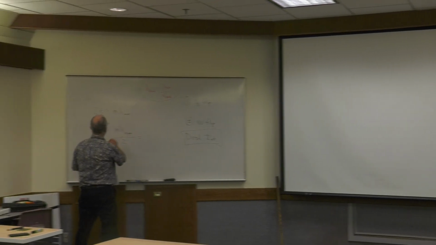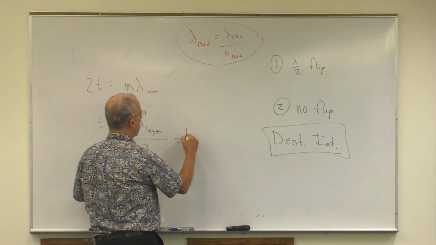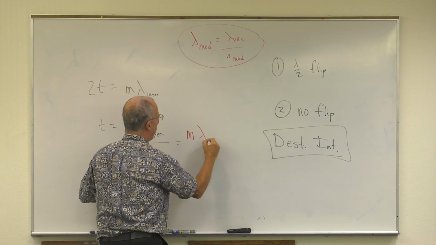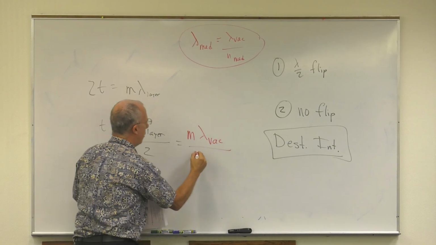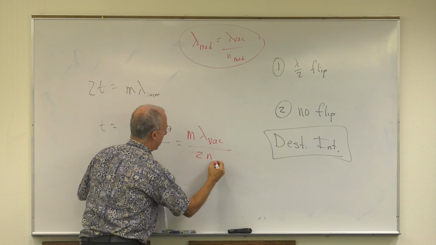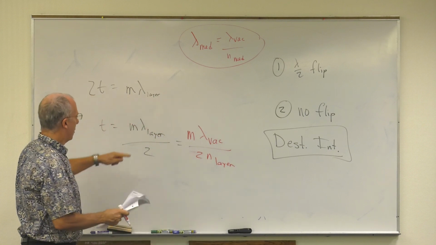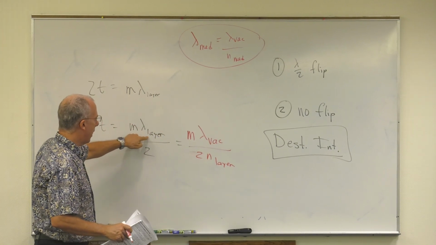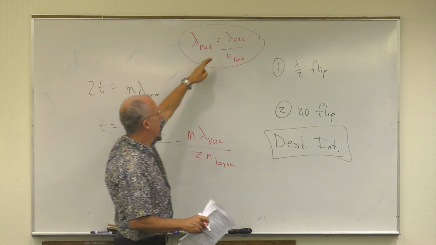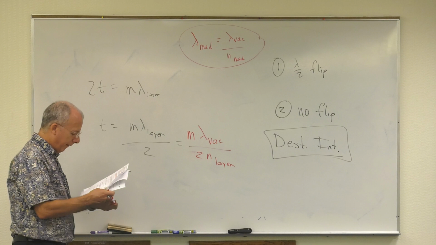So the thickness is m lambda layer over 2. Well, that's the same thing as m lambda vac over 2n layer, right? Agree? So the wavelength of the layer, or the medium, is the wavelength of the vacuum divided by the index of refraction. Okay?